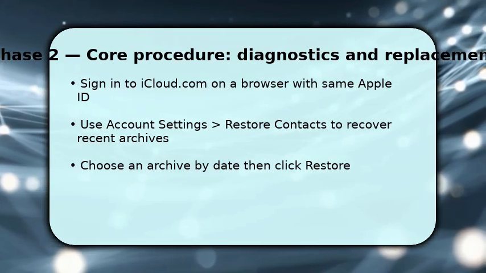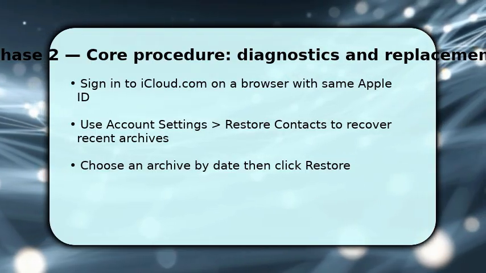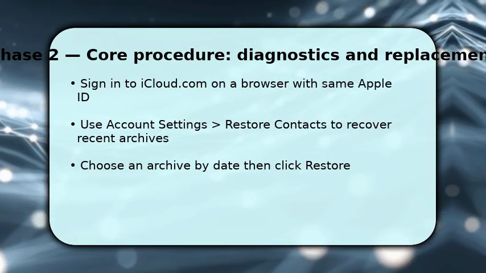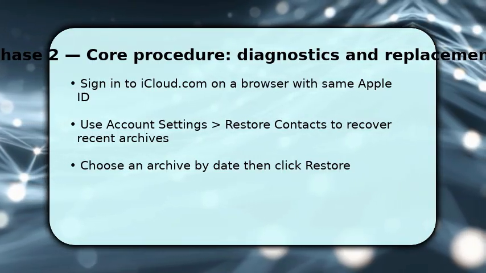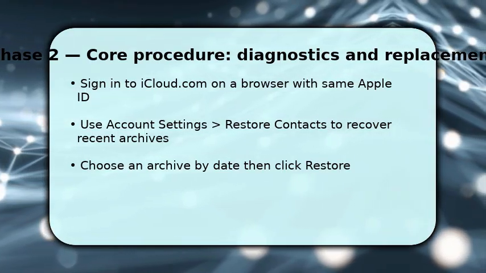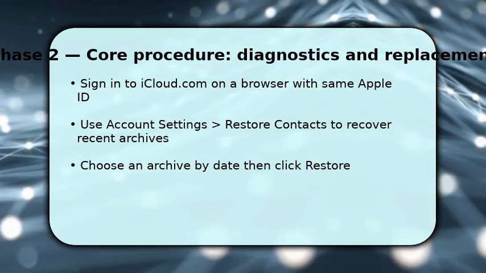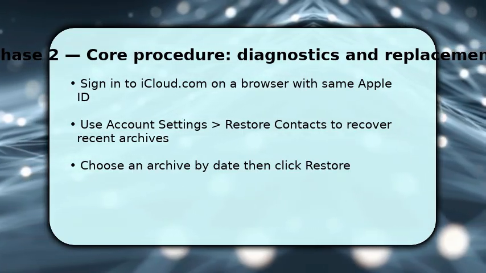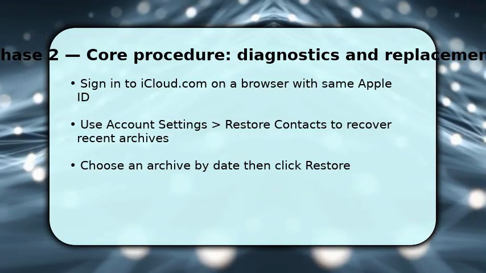Next, use iCloud.com to pull archived contact sets, which keeps deleted items for a short time. On a computer, sign in to iCloud.com with the same Apple ID, go to Account Settings, then Restore Contacts. You'll see dated archives, pick the one likely containing the deleted number and click Restore. This merges that archive back to your device via iCloud. Once restored, make sure your iPhone is connected to Wi-Fi so the contacts sync down to the phone.